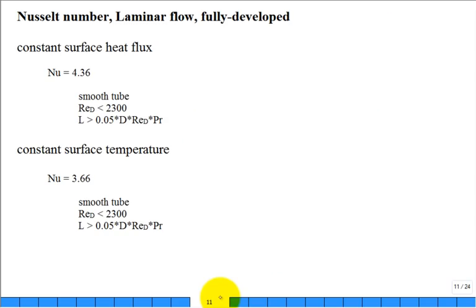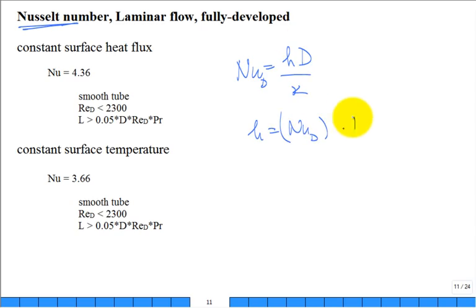So in summary, if you're looking to find H, you get the Nusselt number, because Nusselt is equal to H times the length scale D over K, so H is equal to the Nusselt times K divided by D. That's how I find H. Okay, so you get dimensionless Nusselt number.